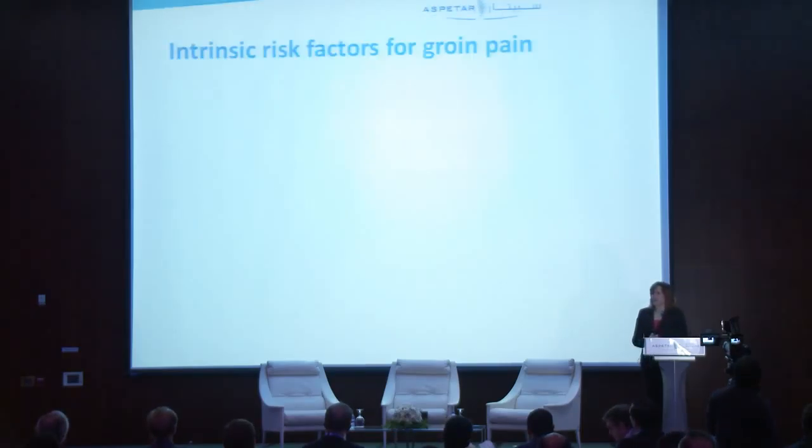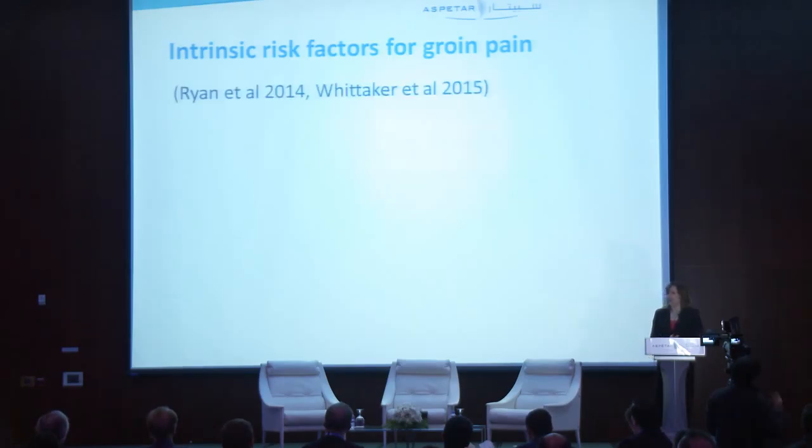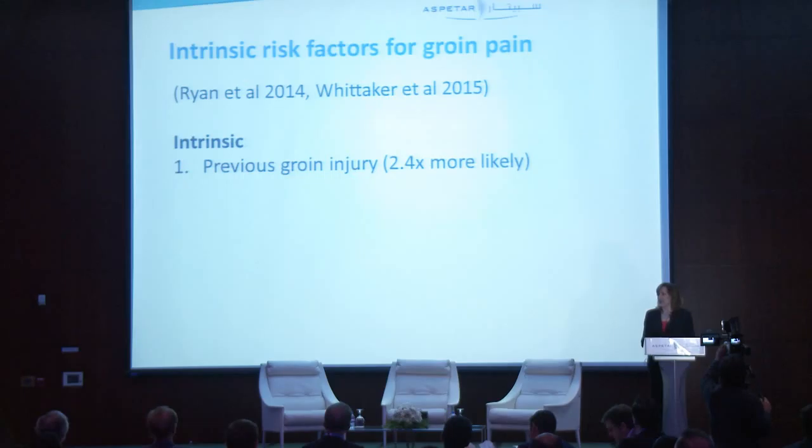Again, we look in the literature when we're designing our screening program. We have two recent systematic reviews. One of these, the first one from Julian Ryan, is looking at field-based sports, and the second one from Jackie Whitaker, who's looked at all sports. And unfortunately for the coach, the factor that came out as the biggest predictor of future injury is previous groin injury. So we already know that our star player is 2.5 times more likely than his non-injured colleagues to have future hip and groin pain.